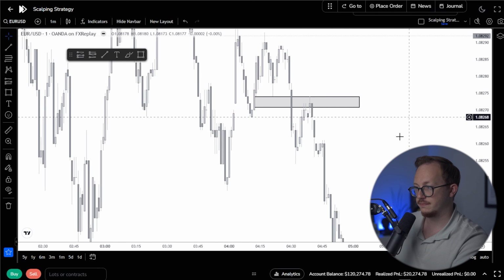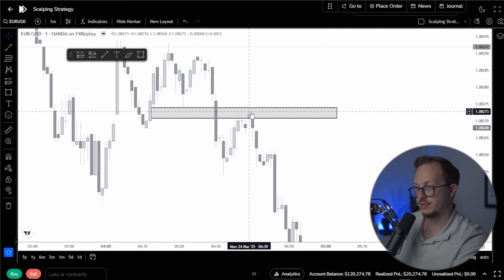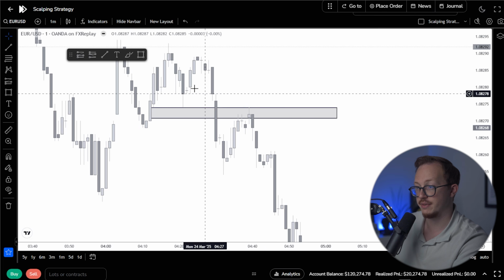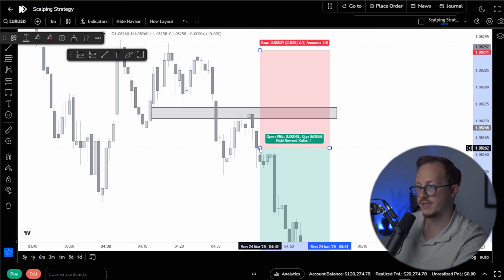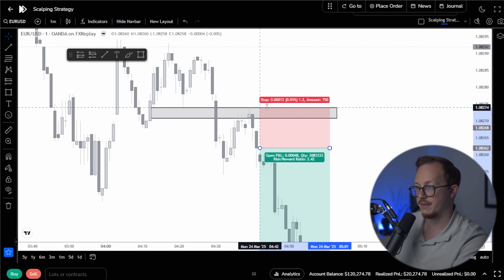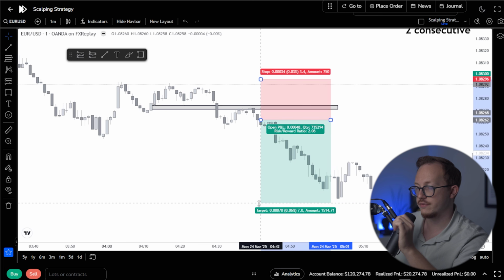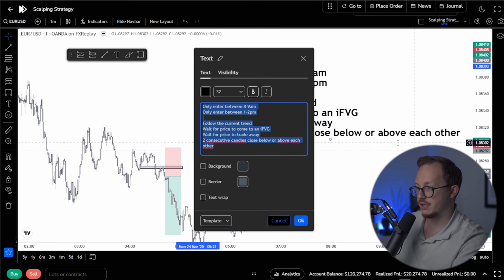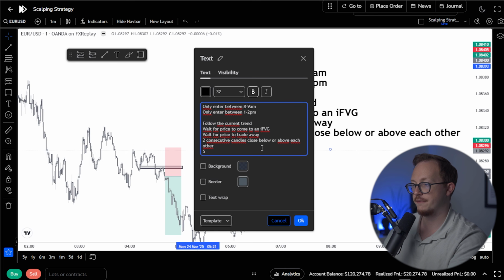Again, example right here. Price comes into this IFVG. First candle closes bearish. Second candle closes bearish below it. You enter right here. Stops above here. But in this scenario, we can't put it above here. I will tell you in a second. And one of the two take profit. So talking about that stop loss there, that we can't put it above there, is we're going to do a 5 pip stop loss minimum and we're going to target 2 risk to reward.